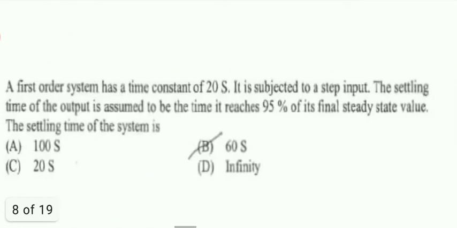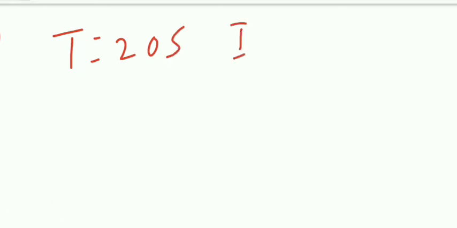Next one. A first order system has a time constant of 20 seconds. It is subject to a step input. The settling time of the system is assumed to be the time it reaches 95% of the final steady state value. What is the settling time of the system? Here you see the time constant they have given is equal to 20 seconds. It's a first order system. Settling time requires 95%. So it has 5% tolerance.